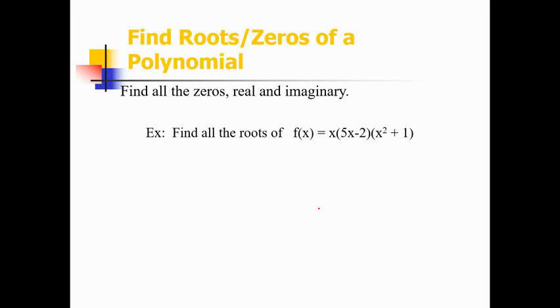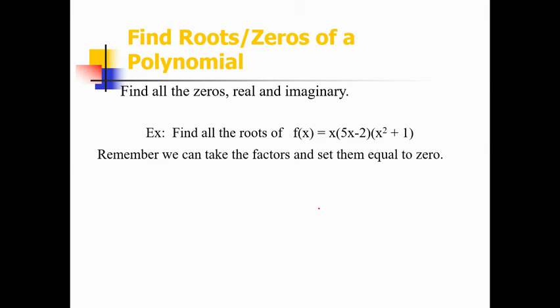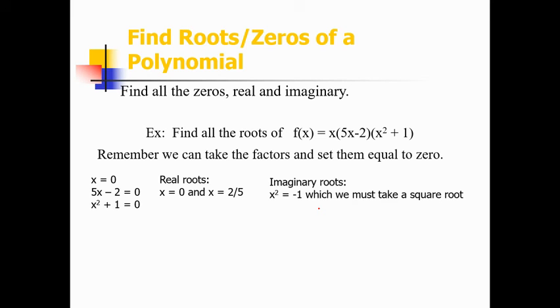What they do is they give you the factored form of a polynomial function, and they tell you to find all the roots. Remember, we can take the factors and set them equal to 0. So we have x equals 0, 5x minus 2 equals 0, and x squared plus 1 equals 0. Our x equals 0 and 5x minus 2 equals 0 give the real roots, because you're going to add 2 to both sides and then divide by 5. But with the x squared plus 1, we move the 1 over by subtracting 1. We have x squared equals negative 1.